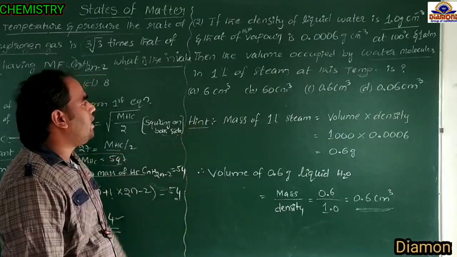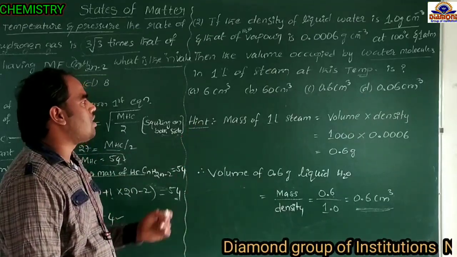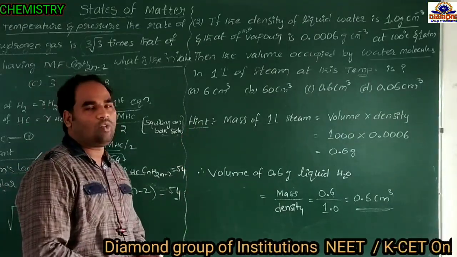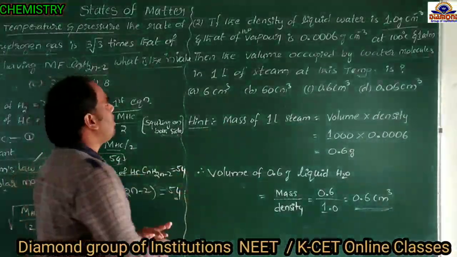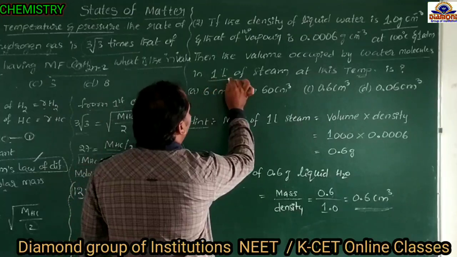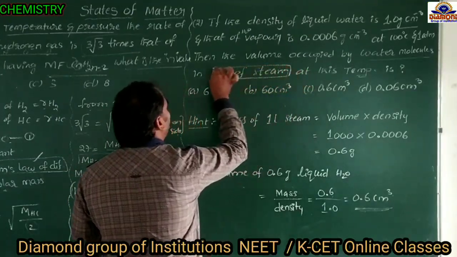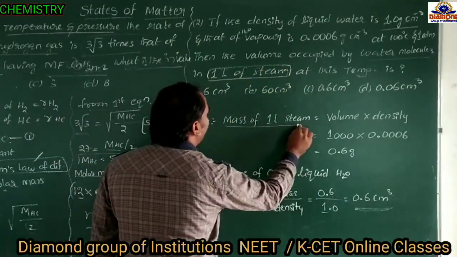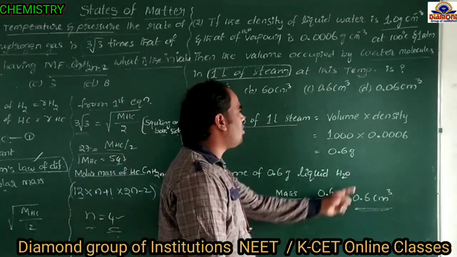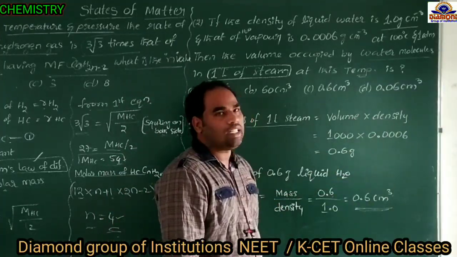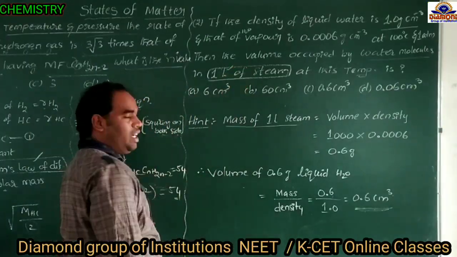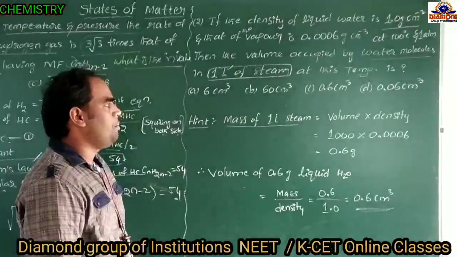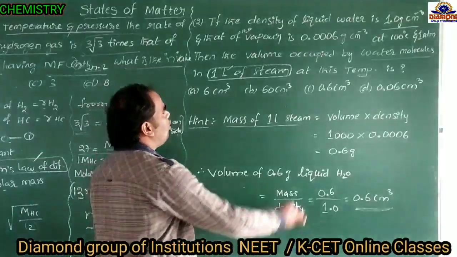Here, mass is equal to volume into density, which we already know well. So the mass of 1 liter of steam equals volume into density. The volume is 1 liter, which equals 1000 milliliters. And what is the density here?